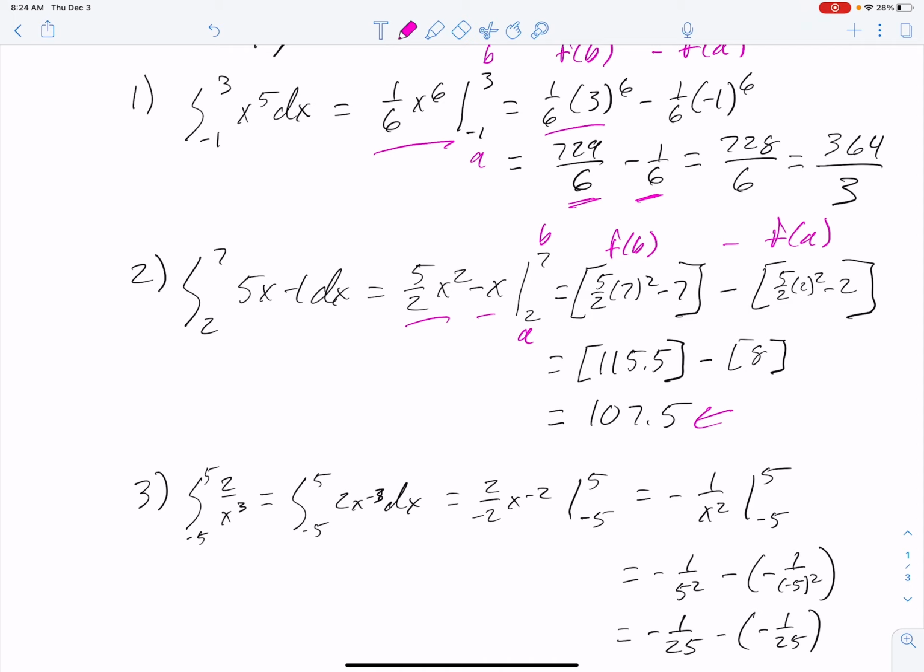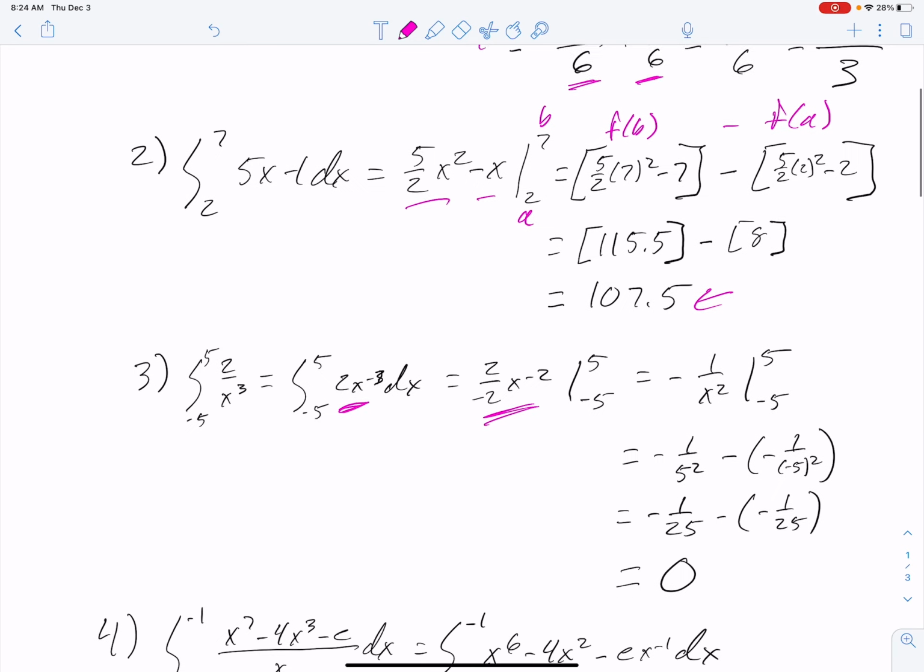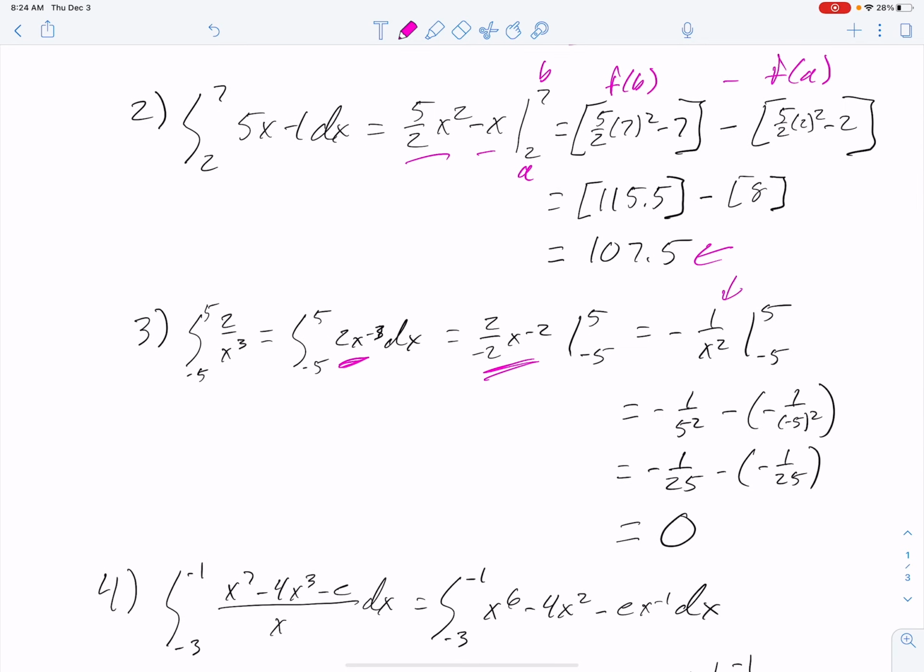So number 3, I rewrite so I can use my anti-power rule. I use my anti-power rule and then rewrite since I know that I'm substituting in, and it's a lot easier to substitute in with regular exponents as opposed to negative exponents. Once again, f of b minus f of a, and this one ends up adding up to 0.